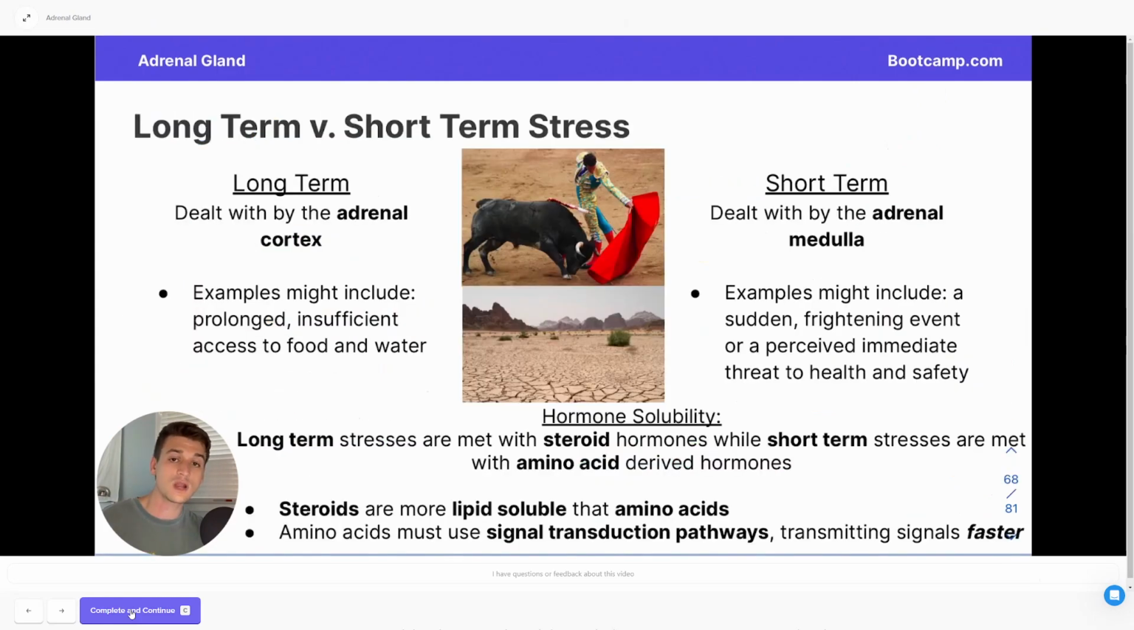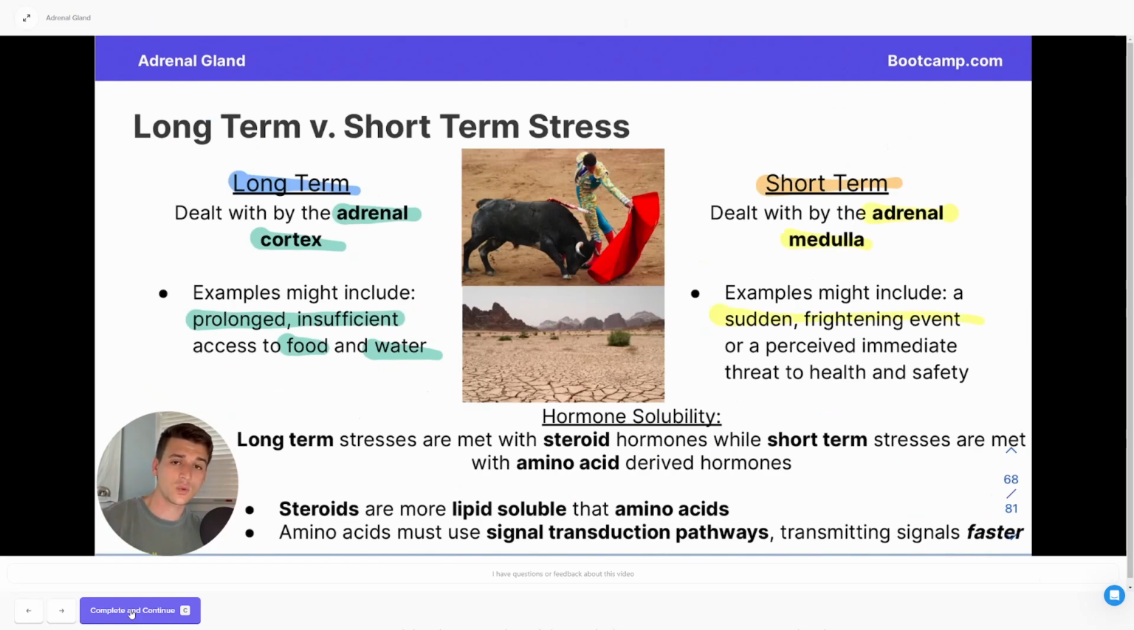So now it's time to talk a little bit more about the differences between long-term and short-term stressors, and I really want to get into why steroid hormones make sense as the response to one, and amino acid-derived hormones make sense as the response to the other. So let's go ahead and start with long-term stresses, which at this point we know are combated by the adrenal cortex. Examples of a long-term stress would include prolonged and insufficient access to food and water. Now, short-term stresses are more immediate, and we know at this point they are combated by the adrenal medulla. And examples could include anything that fits into the sudden frightening event category, something that's going to make you feel like you are in immediate danger.